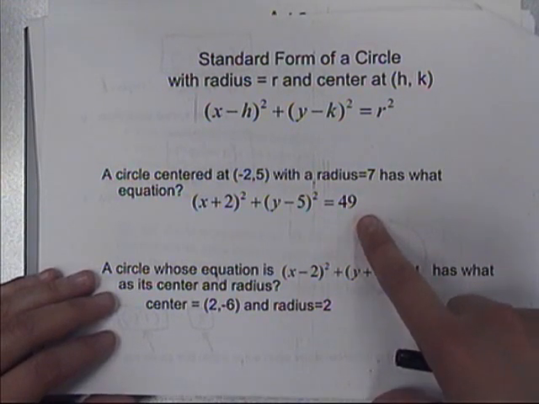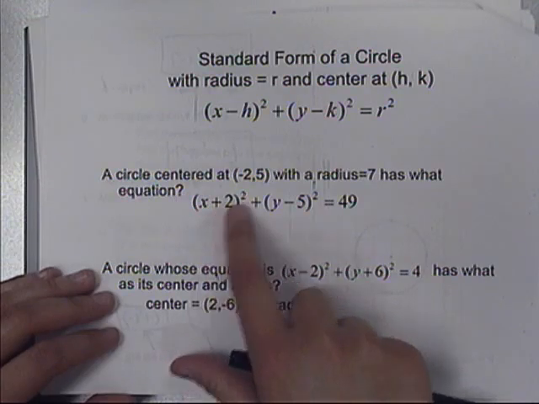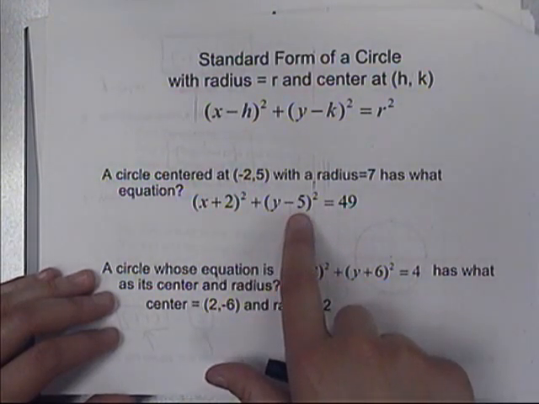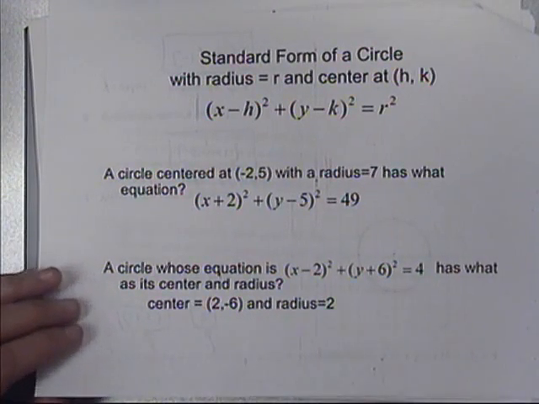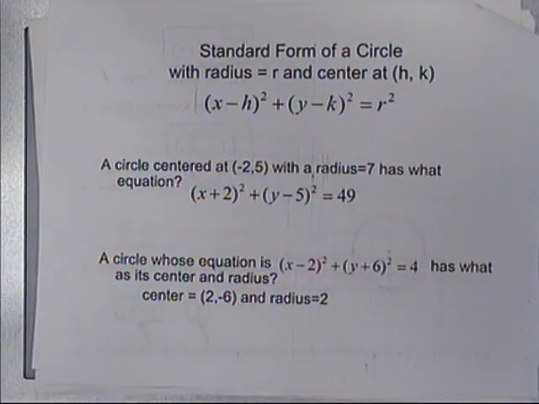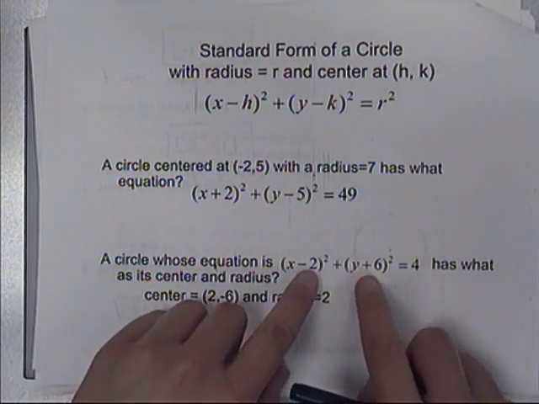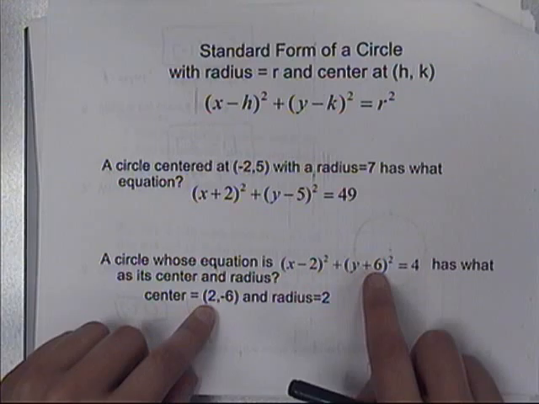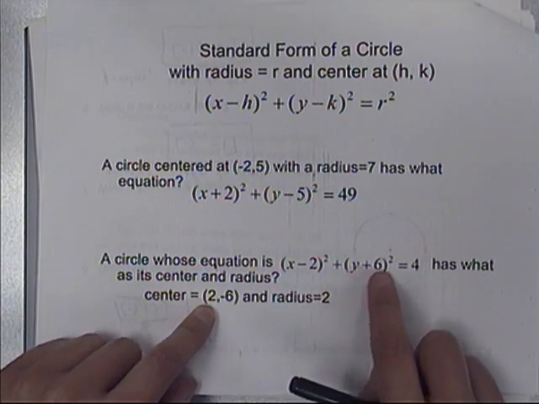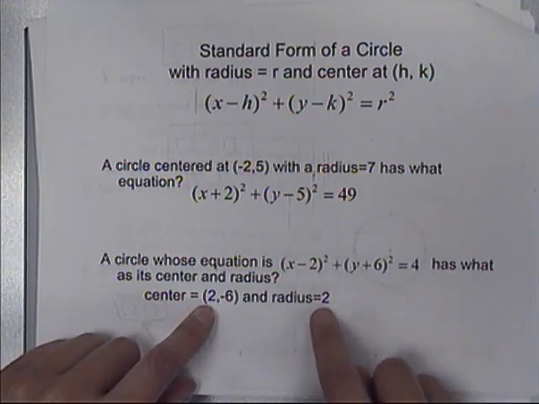Here's another example. If they have a center at negative 2, 5, that would be x minus negative 2, which is x plus 2, y minus 5, both of those quantities squared. Radius at 7 would give you 49. Now, if you have a circle whose equation is this, think backwards. This would be x minus 2, so the x value of the center is 2. y minus negative 6 would give you y plus 6. So that would be a negative 6 for the y value. This is r squared, so the radius would be 2.